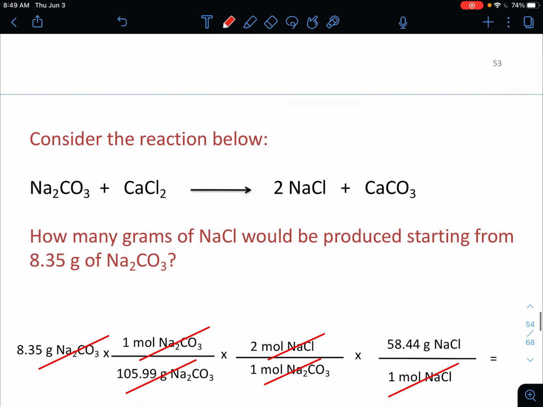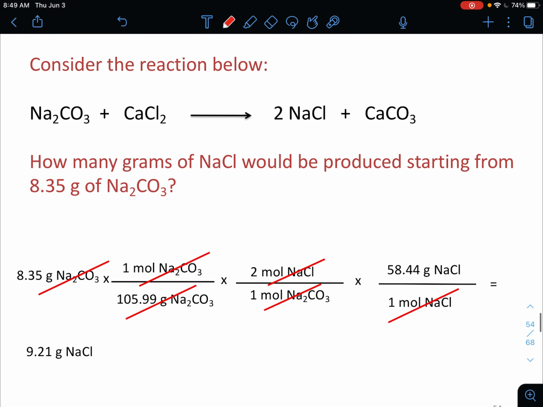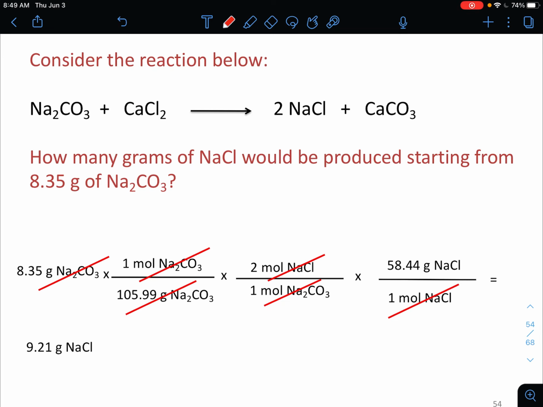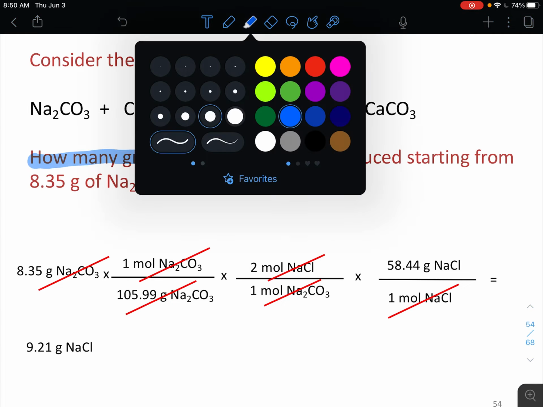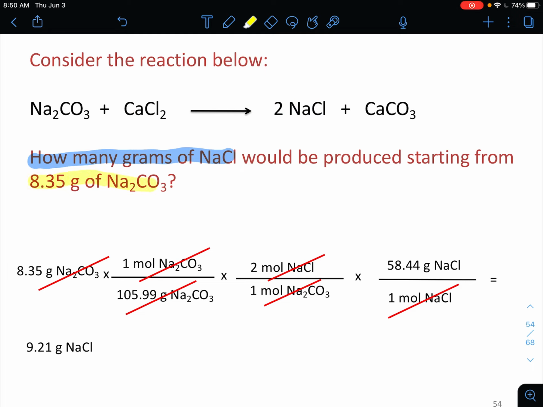So here's my balanced equation. Sodium carbonate plus calcium chloride makes 2 sodium chloride plus calcium carbonate. In this set, it's asking me how many grams of sodium chloride would be produced starting from 8.35 grams of sodium carbonate. So those are the things that I'm focused on here, right? Sodium carbonate is my reactant and sodium chloride is my product.